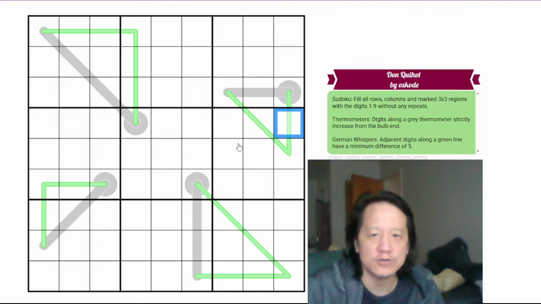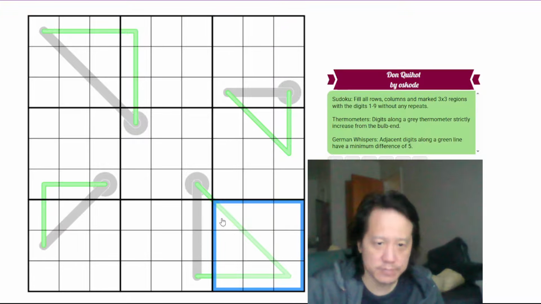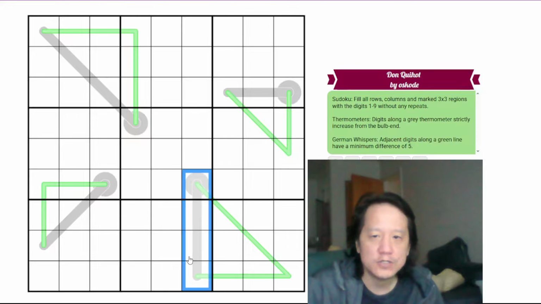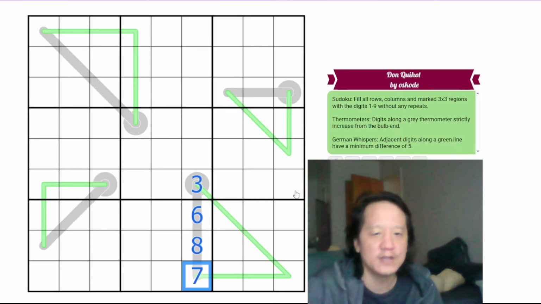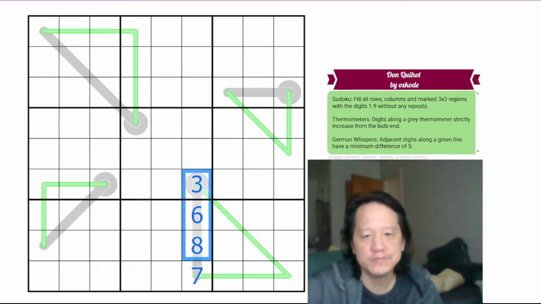We have Sudoku, where we need to fill all rows, columns, and marked 3x3 regions with the digits 1 through 9 without any repeats. We have thermometers, where digits along the gray thermometer strictly increase from the bulb end. So for example, you could have something like 3, 6, 8, and 9, and that would be valid. What you could not have is something like 3, 6, 8, and 7, because it would be decreasing somewhere along this thermometer. And that's an example of how thermometers work.